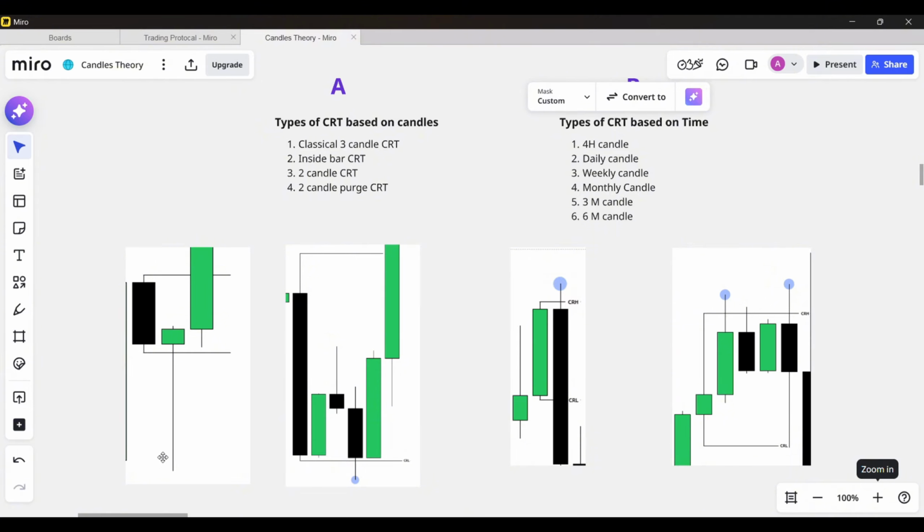Okay, don't worry about that. We will learn how we can enter from here in this series and distribute. This is the classical three candle CRT. This was the inside bar candle CRT, the accumulation candle.